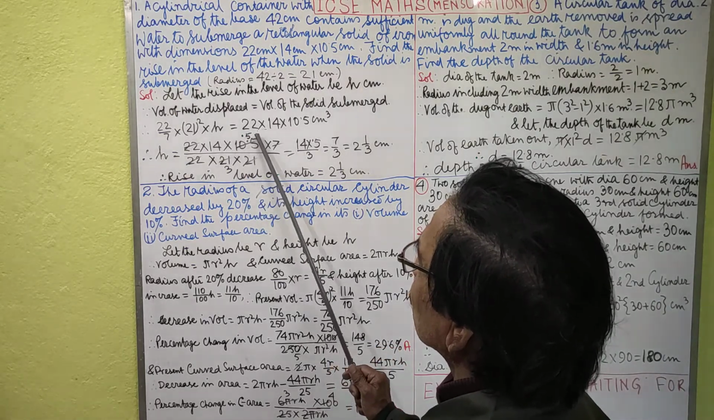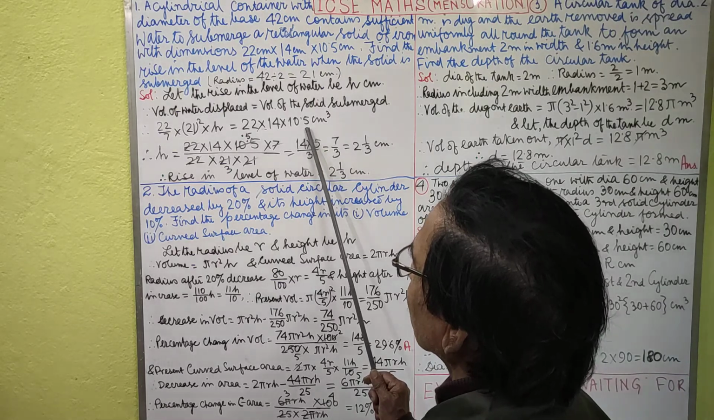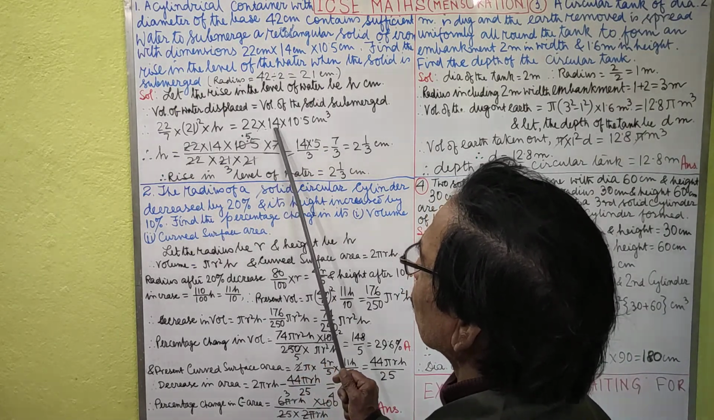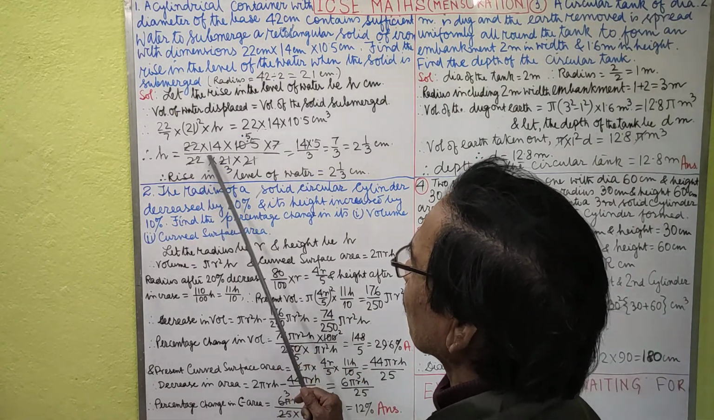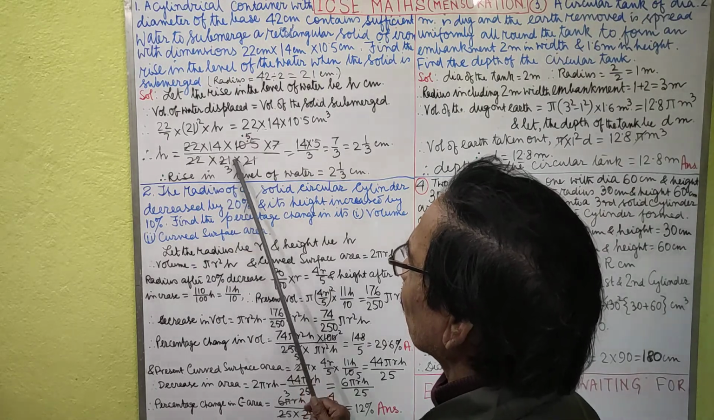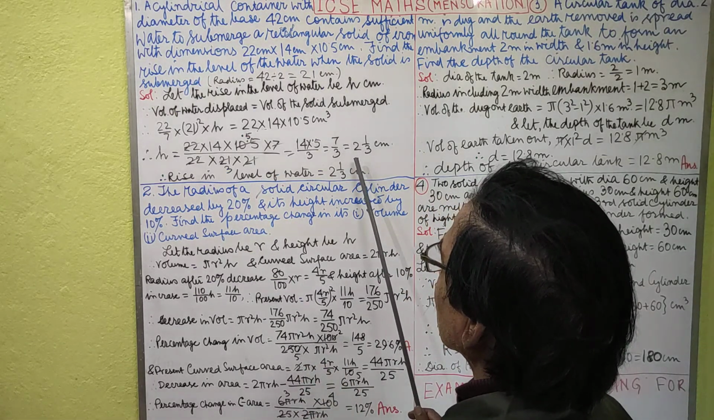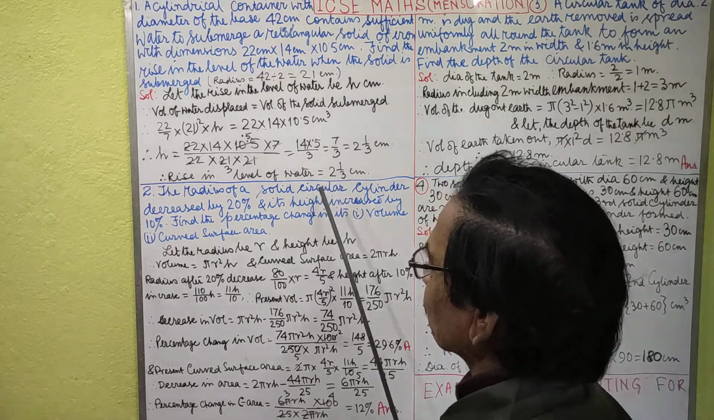h is equal to the volume of the iron solid divided by pi r square. Therefore h is equal to 22 into 14 into 10.5 by 22 by 7 into 21 into 21. Calculating this, we will get that h is equal to 2 whole 1 by 3. Therefore the rise in level of water will be 2 whole 1 by 3 centimeter.